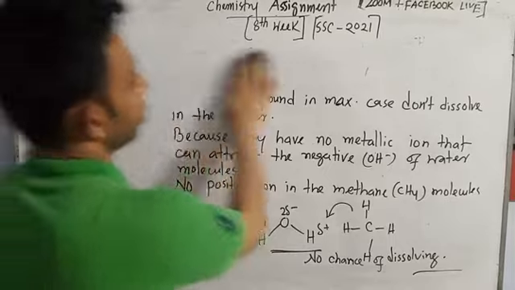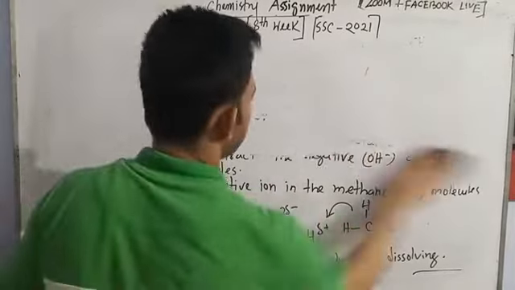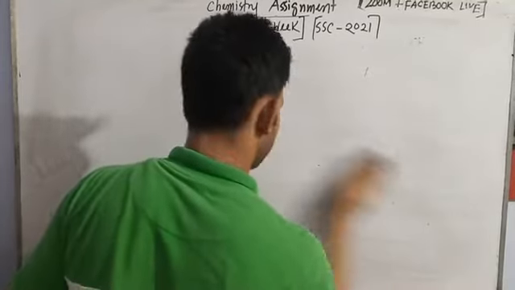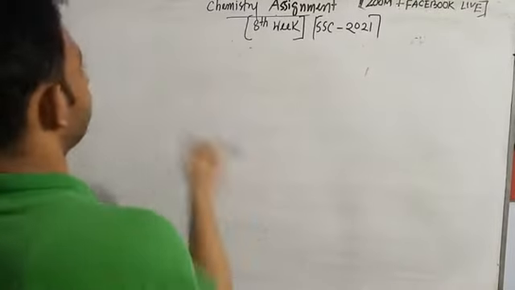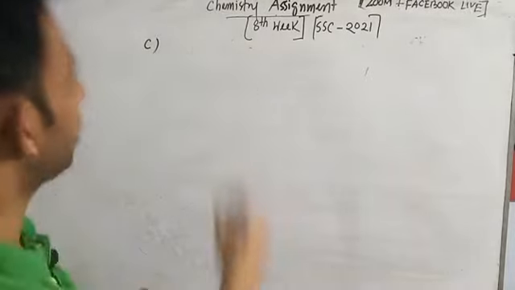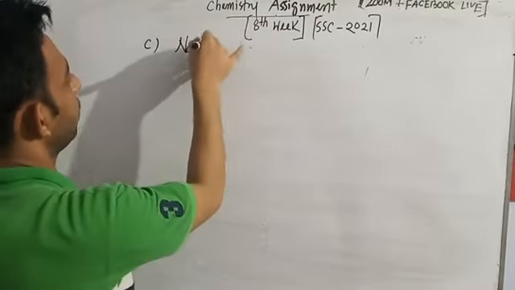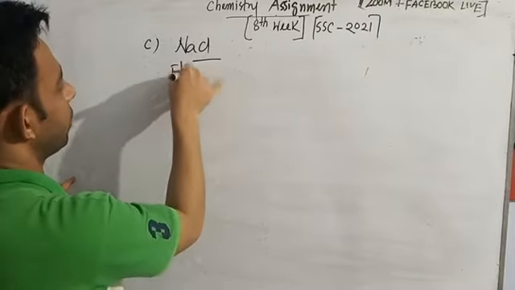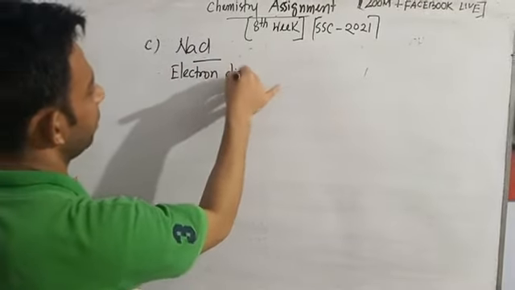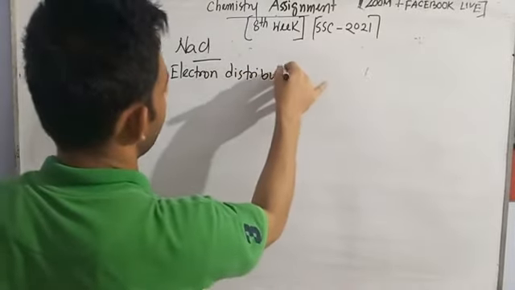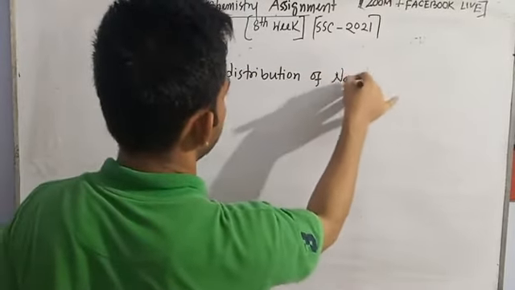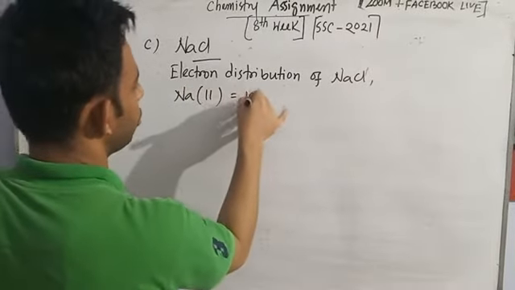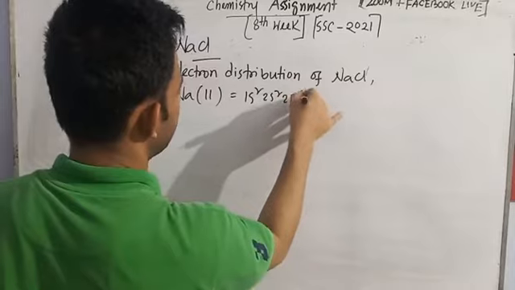Okay, now C number question. Let's go now to the C number question, sodium chloride. Compound formation, ionic compound formation we know about. Then the electron distribution. At first you will write the electron distribution of sodium chloride. Sodium 11, 1s2, 2s2, 2p6, 3s1.